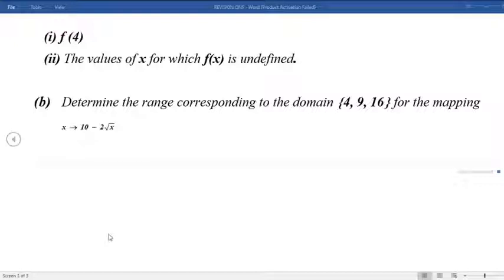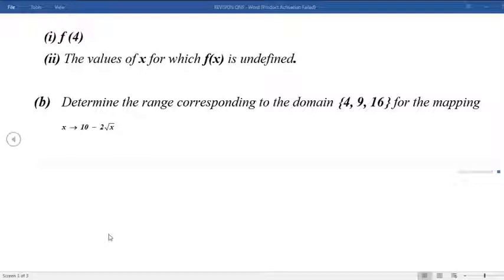Okay, this is the domain and this will always be the range. Don't forget to name them. You name this one as the domain and this one as the range. You put up here the mapping that they have given you: x is mapped onto 10 minus 2 under the root of x.